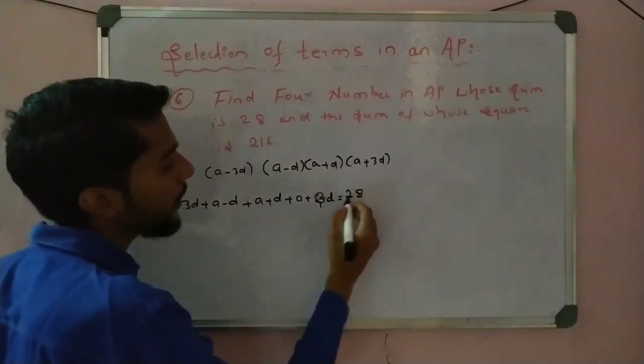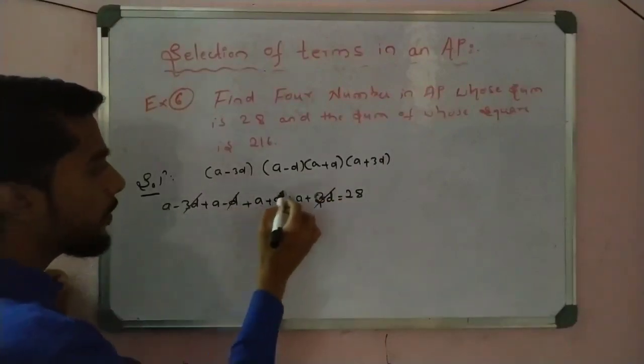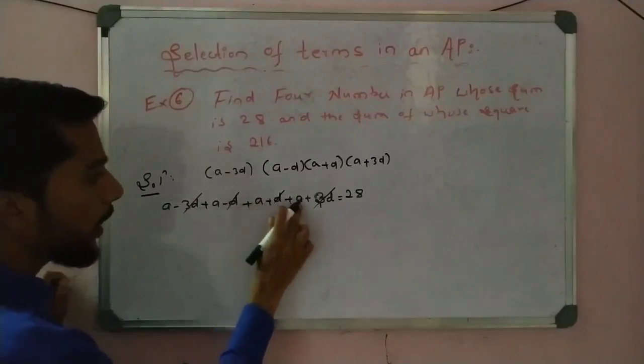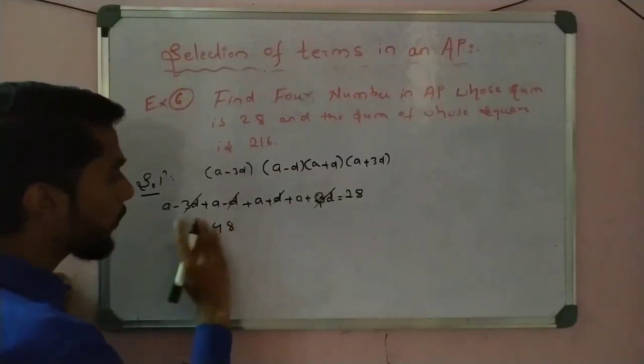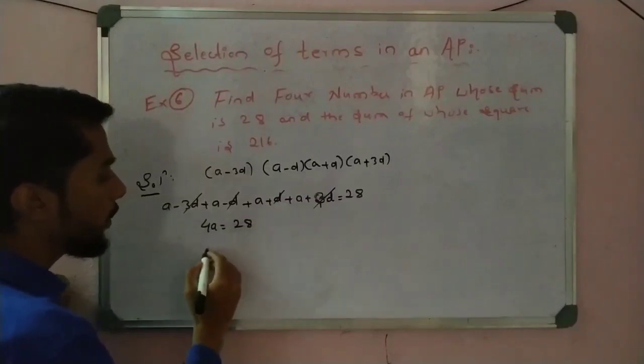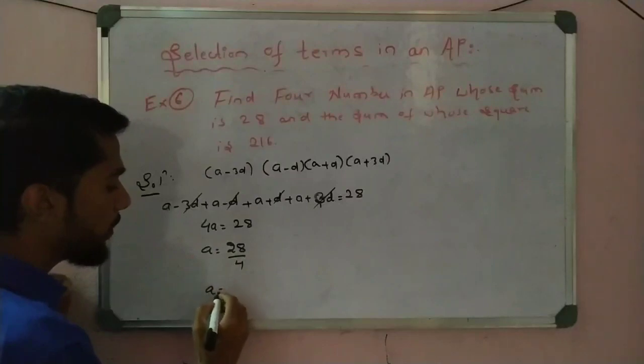is equal to how much? Is equal to 28. Okay, so minus d and plus d cancel, minus 3d and plus 3d cancel. So we have a, 2, 3 and 4, so 4 times a is equal to 28. So a is equal to 28 by 4. So a is equal to how much? That is 7.